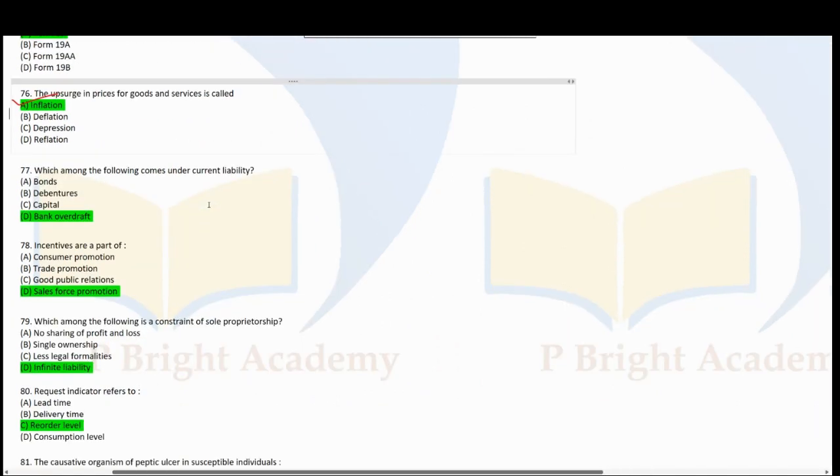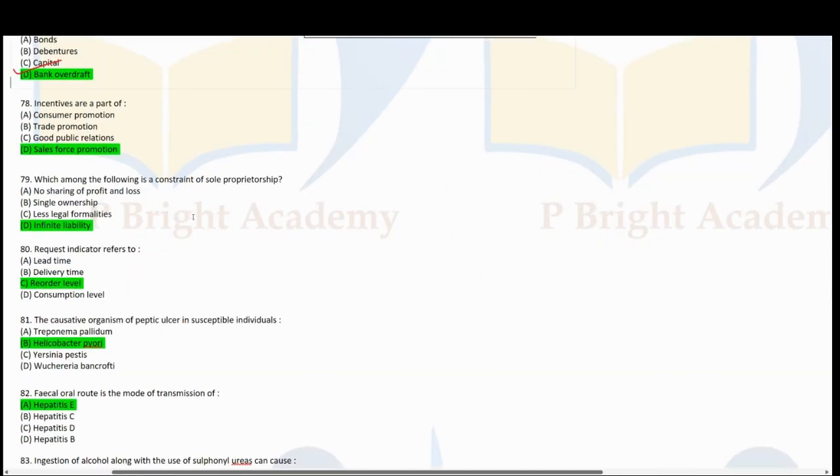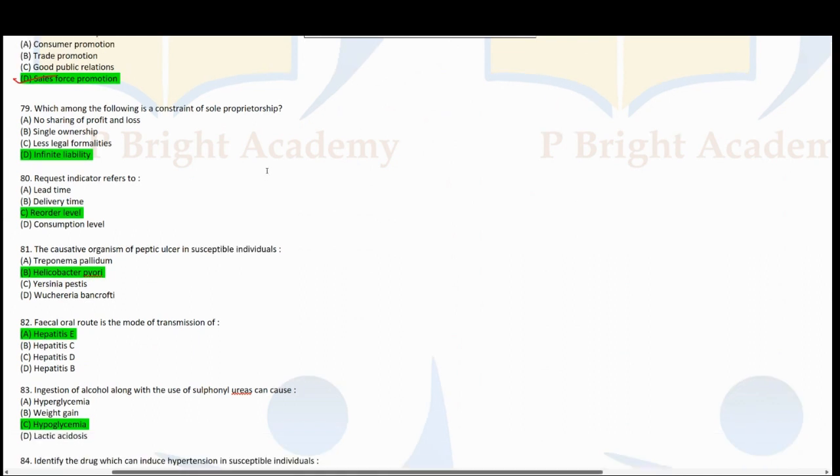Which among the following comes under current liability? Option D, bank overdraft. Incentives are a part of sales force promotion. Option D is the right answer. Which among the following is a constraint of sole proprietorship? Infinite liability. Option D is the right answer. Reorder indicator refers to option C, reorder level.